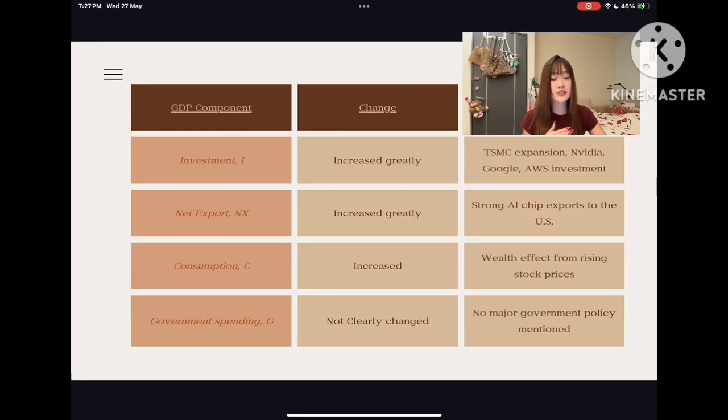Finally, government spending is not clearly changed in this case. The background does not mention a major government spending program, so we can say that G is not the main variable affected by the AI boom.